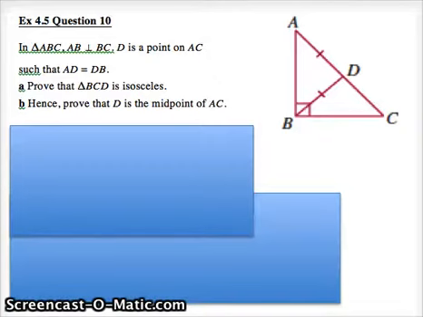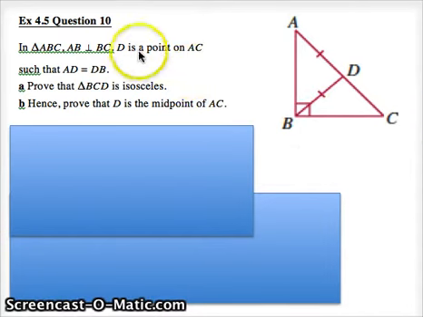This is exercise 4.5, question 10. Now we have a triangle here. It's a right angle triangle. So we have triangle ABC with a right angle here at B. We know that because it's in the diagram, but we're also told that AB is perpendicular to BC.